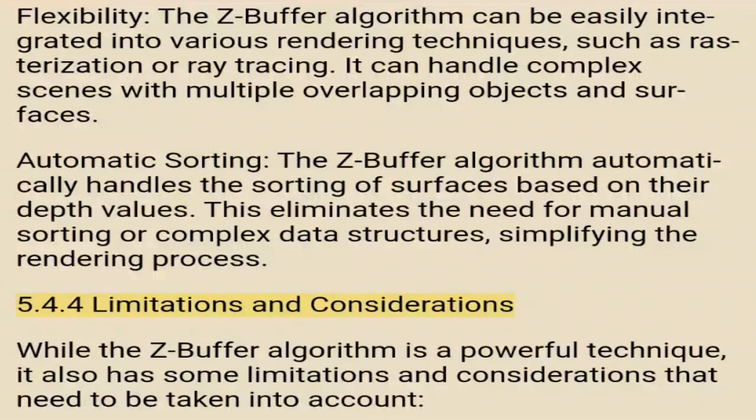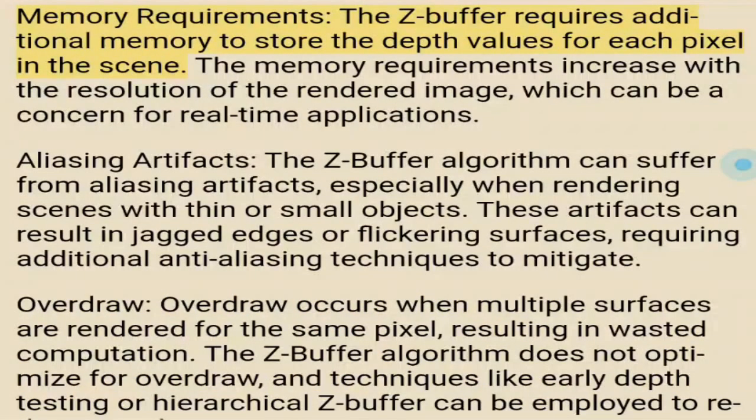5.4.4 Limitations and considerations. While the Z-buffer algorithm is a powerful technique, it also has some limitations and considerations that need to be taken into account. Memory requirements. The Z-buffer requires additional memory to store the depth values for each pixel in the scene. The memory requirements increase with the resolution of the rendered image, which can be a concern for real-time applications. Aliasing artifacts. The Z-buffer algorithm can suffer from aliasing artifacts, especially when rendering scenes with thin or small objects. These artifacts can result in jagged edges or flickering surfaces, requiring additional anti-aliasing techniques to mitigate.